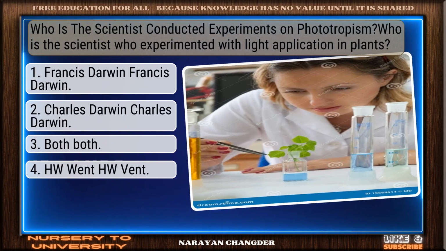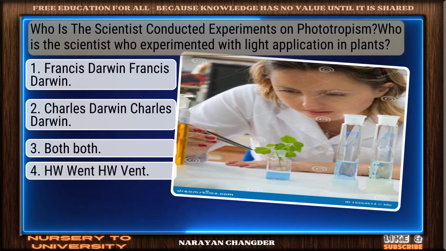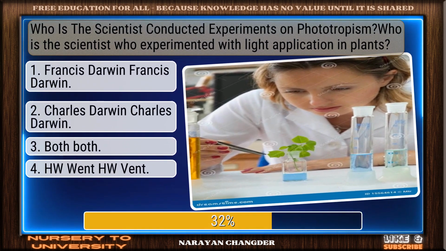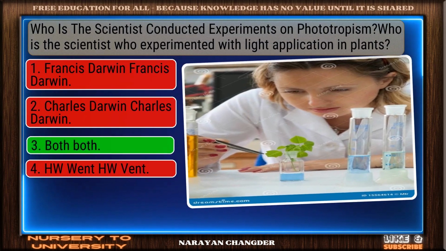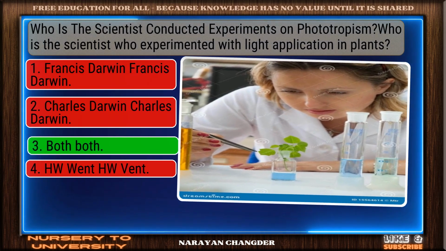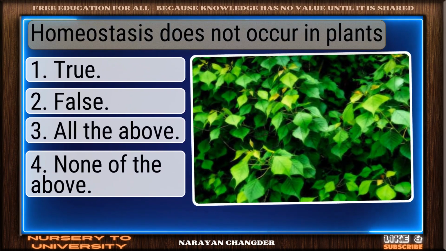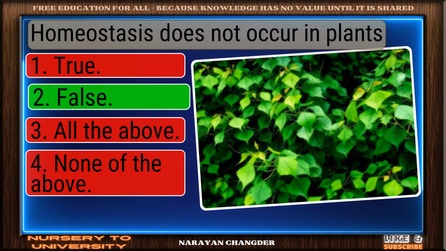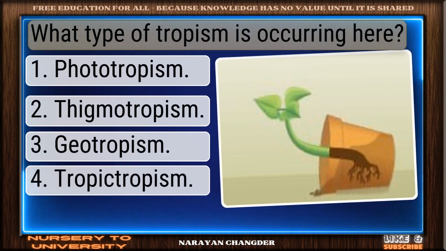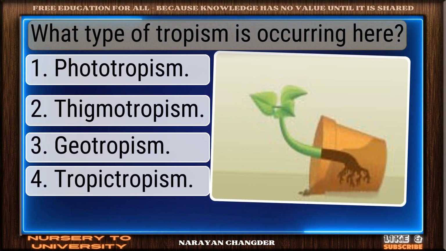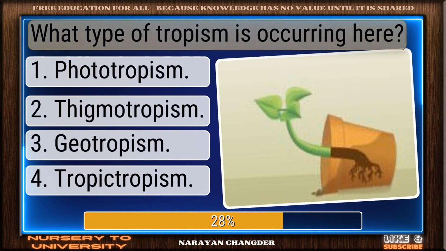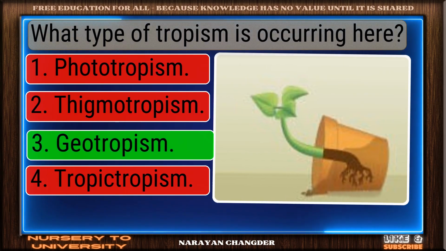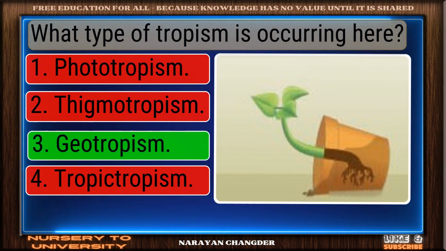Who is the scientist who conducted experiments on phototropism? Who is the scientist who experimented with light application in plants? Valid point. Both is true. Homeostasis does not occur in plants. Correct response. False is accurate. What type of tropism is occurring here? Smart move. Geotropism is the accurate answer.